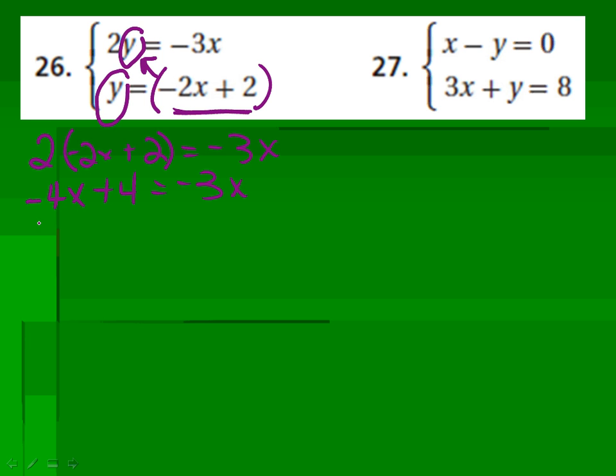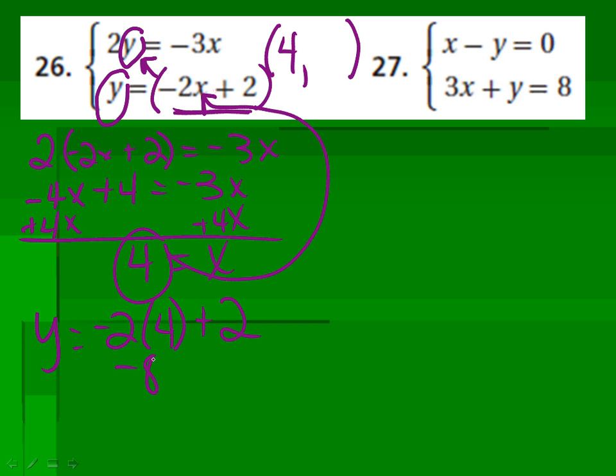I need to put my letters together, so I think I'm going to move the 4x to the right. And that was pretty easy. 4 equals x. So I know my x value is 4. Take the 4, plug it into x, and y is going to be negative 2 times the x value plus 2, which is negative 8 plus 2, or negative 6. So the y value is negative 6. 4, negative 6.